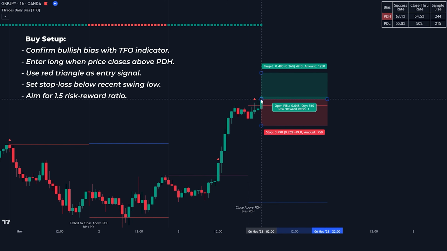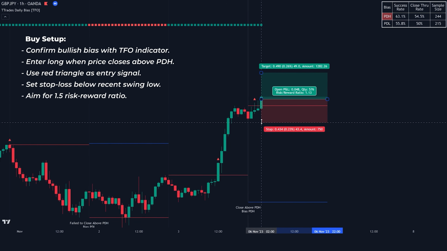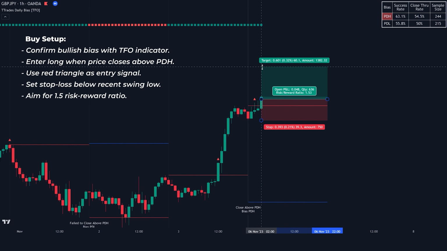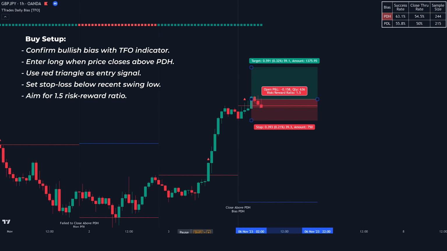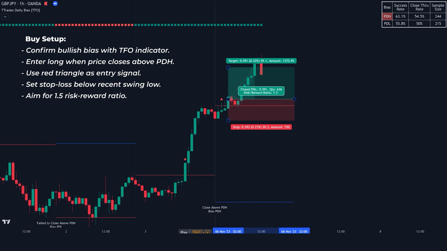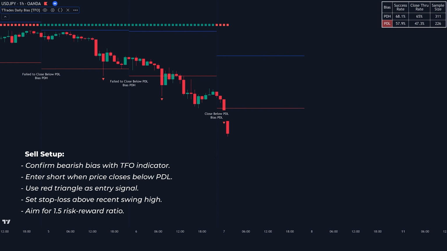For risk management, set the stop-loss order below the recent swing low to protect against potential losses. To determine the take-profit level, aim for a minimum risk-reward ratio of 1.5, adjusting the take-profit level accordingly. Here is the result. Sell setup.